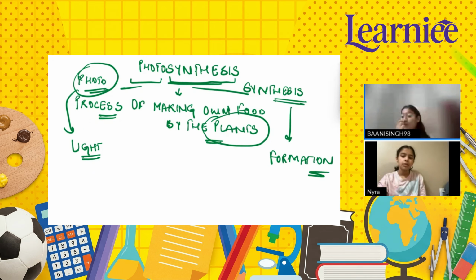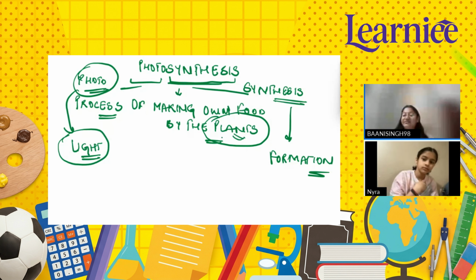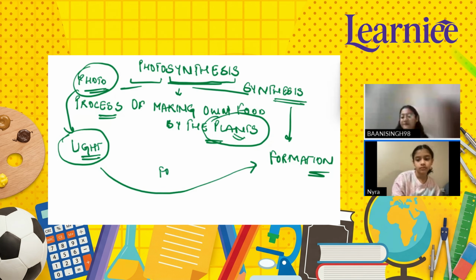So how do they now make their own food? Do you know? Like you told me that they use carbon dioxide, water, chlorophyll, and anything else they use? Sunlight. Because here you can see that sunlight is being absorbed and utilized for the formation of the food. So what do we call it? It's photosynthesis. Using the light, plants form the food. Got my point?